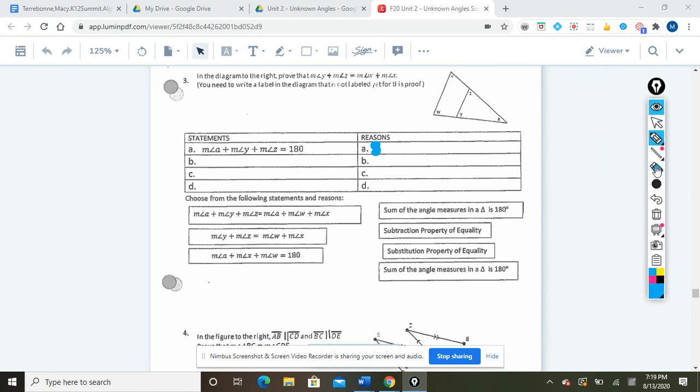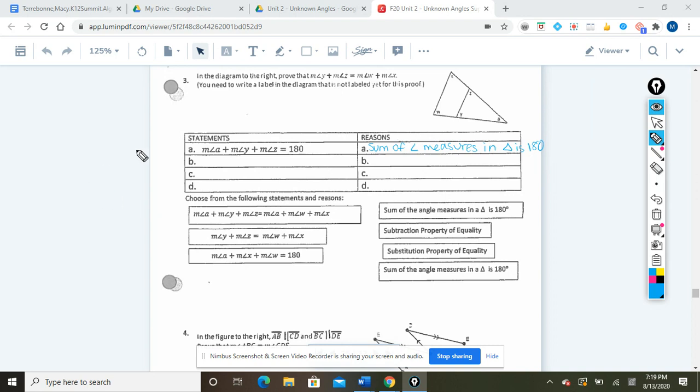Oh, y'all, come on. One day technology will not hate me. But that day is not today. Okay. Sum of angle measures in triangle is 180. All right.